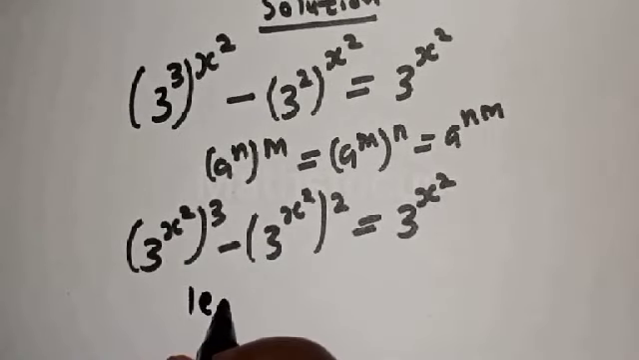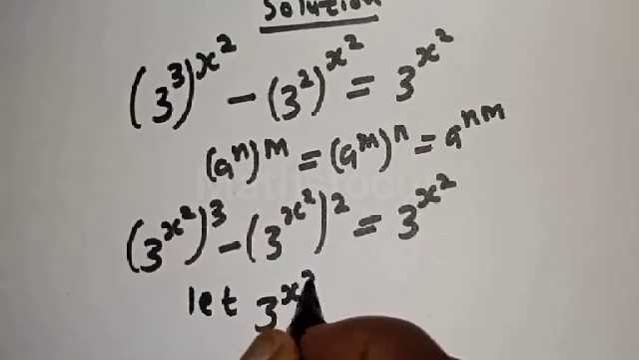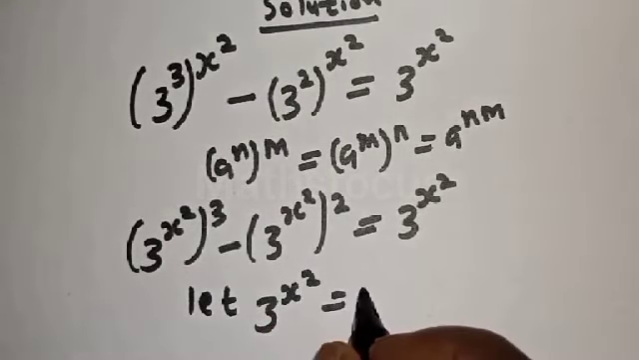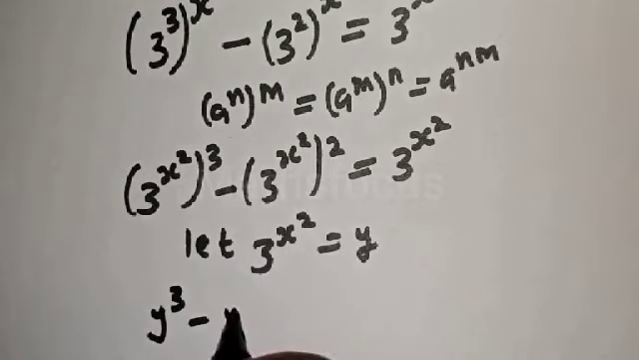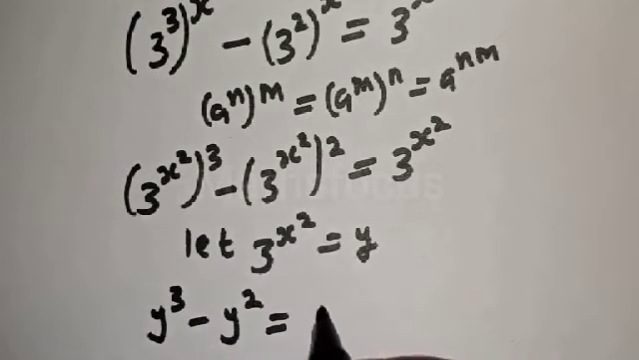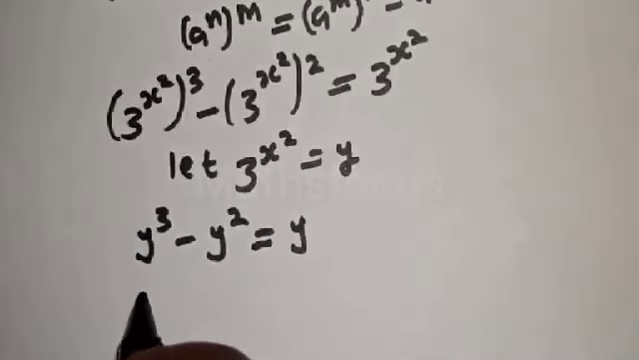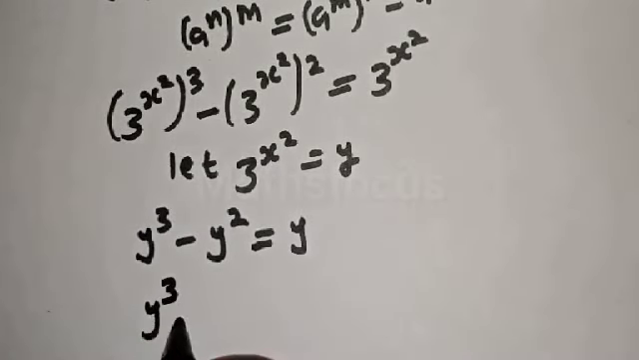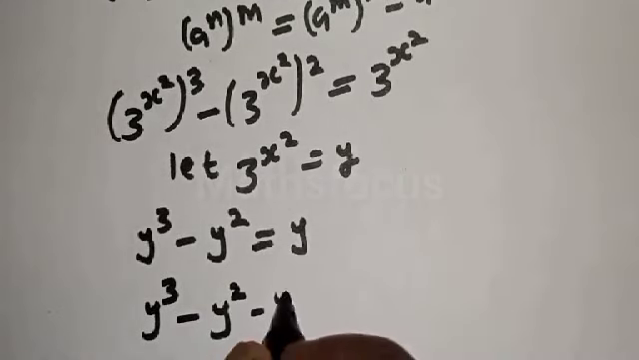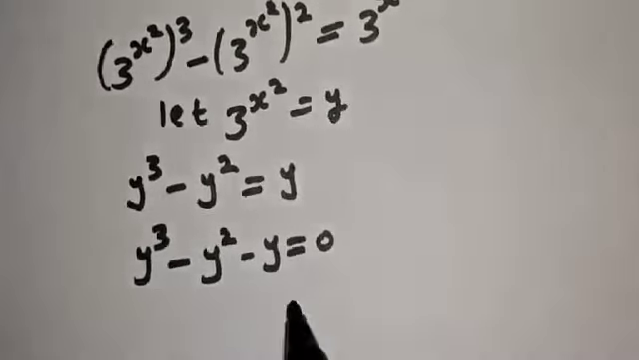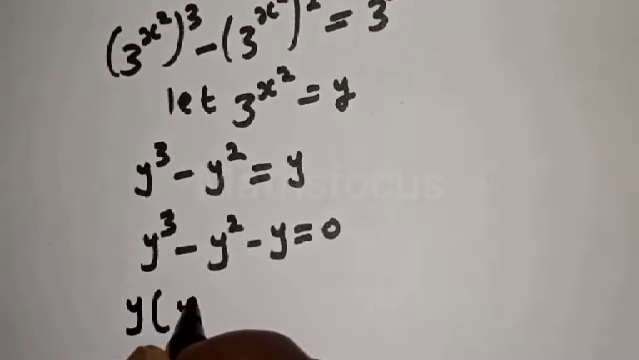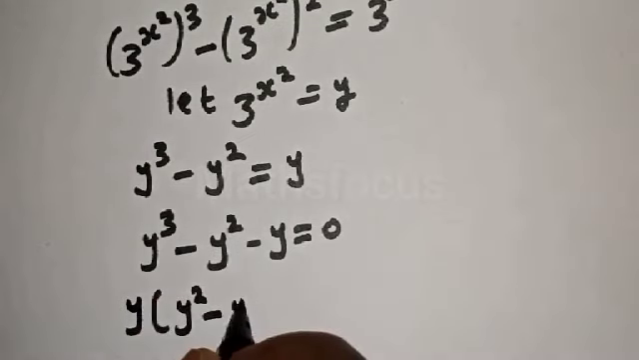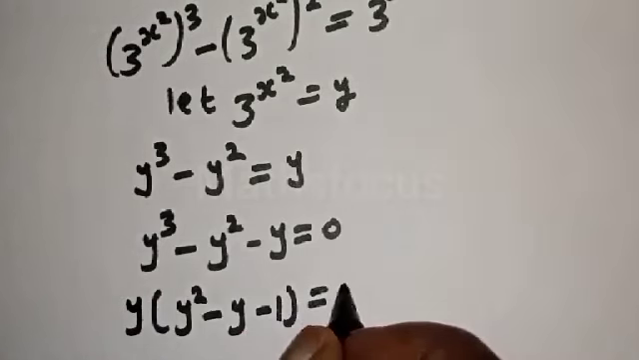Let 3 raised to power x² be equal to y. Then we have y raised to power 3 minus y² is equal to y. This is y³ minus y² minus y is equal to 0. Now, y is common. Let's factor it out. y(y² minus y minus 1) is equal to 0.